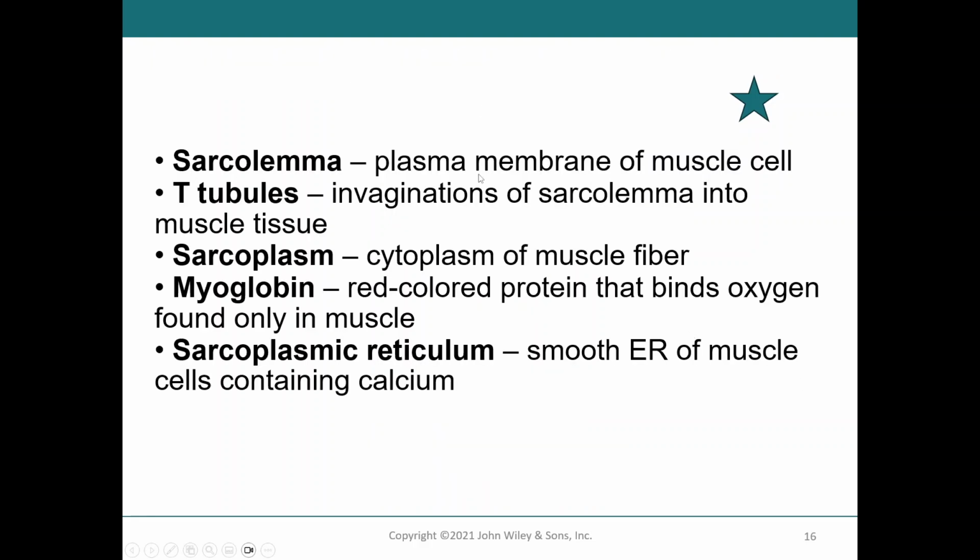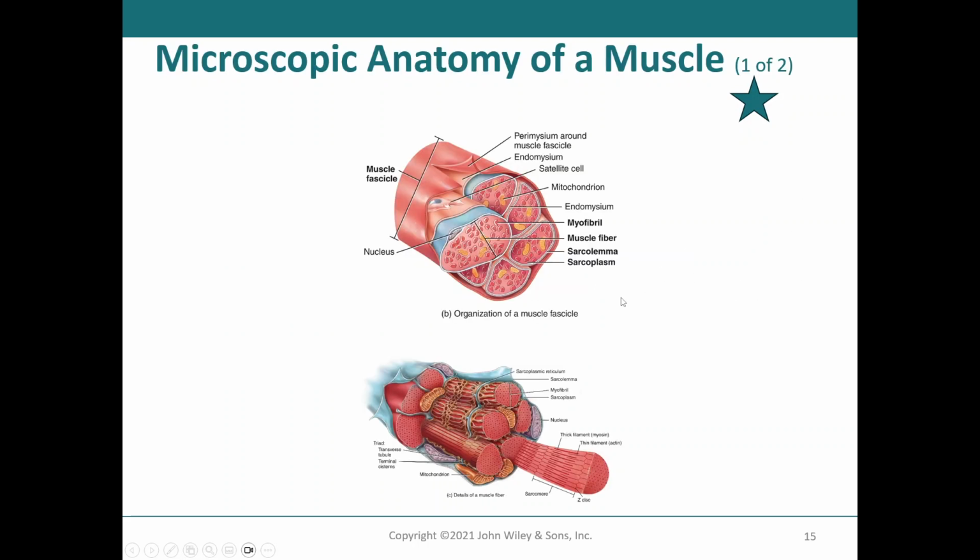So the sarcolemma, it's the plasma membrane of the muscle cell. So that's going to be this blue casing around the muscle fiber itself.